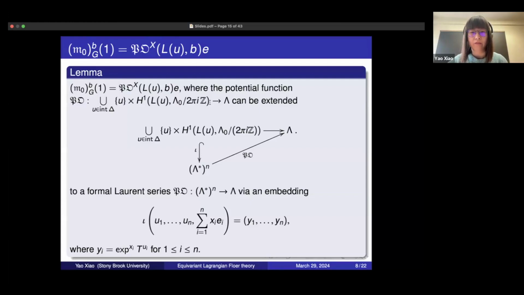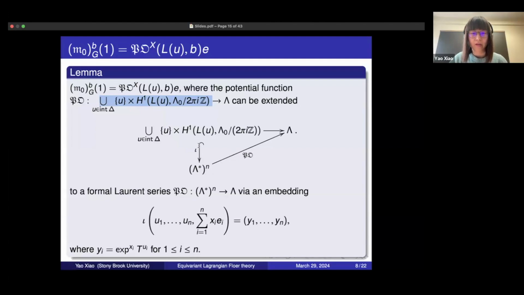In the case of toric manifolds, only Maslov 2 contributes. So we consider compact toric manifolds, if I didn't mention it. The potential function seems to be messy because the domain is a union of sets of this form. However, we can use an embedding from this set to Lambda star to the n, where Lambda star means Lambda minus 0, such that the potential function becomes a Laurent series from Lambda star to the n to Lambda.